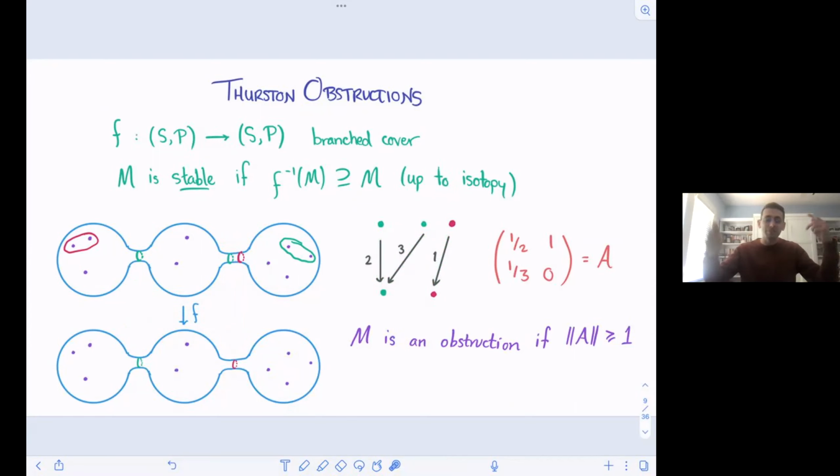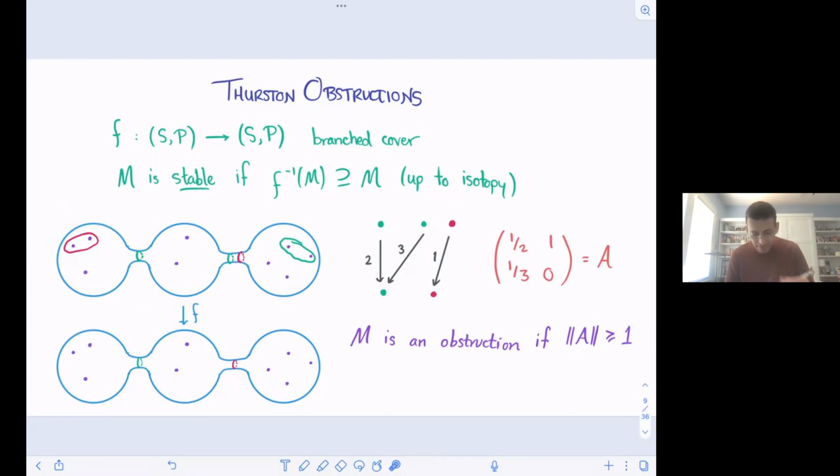You look at all the preimages of the different curves and how many copies of them are mapping to each of the original curves. That's a 2x2 matrix. If there were two green curves here, since you have two red curves on the top, shouldn't there be two red things? No, I'm only including the ones that are part of the original multicurve, so this gets thrown away. Ah, I see. Okay.